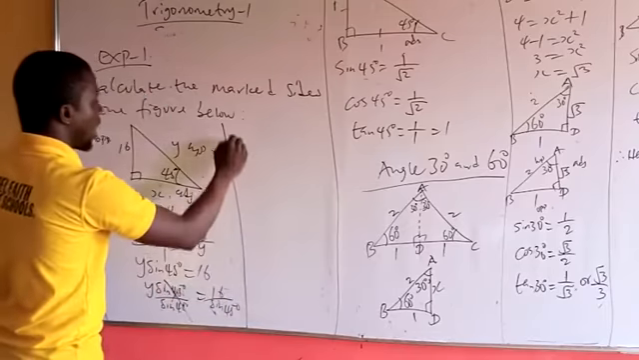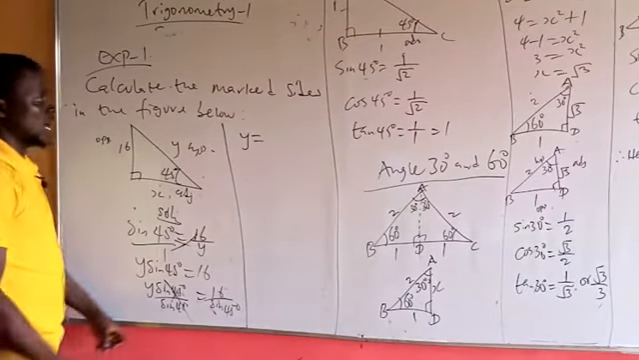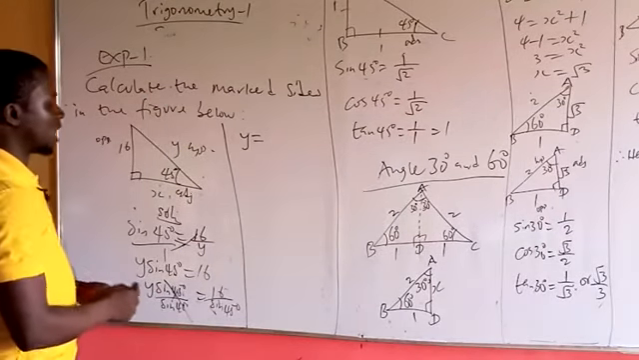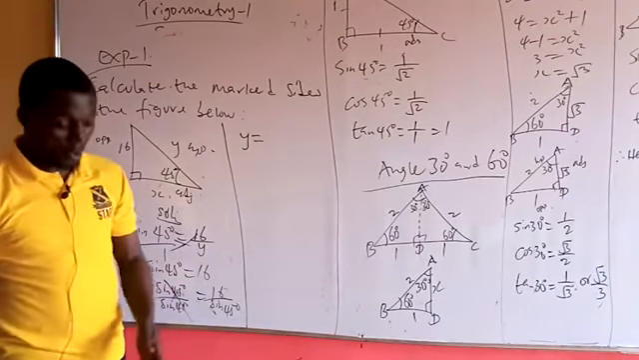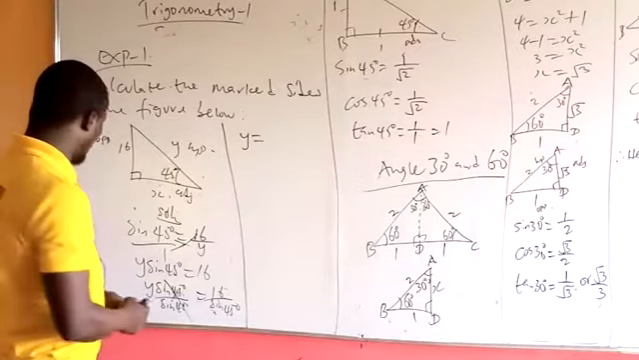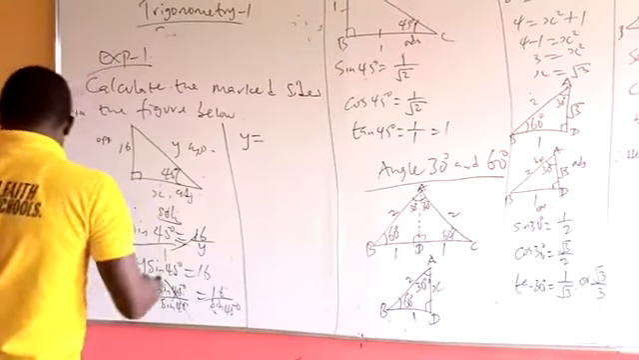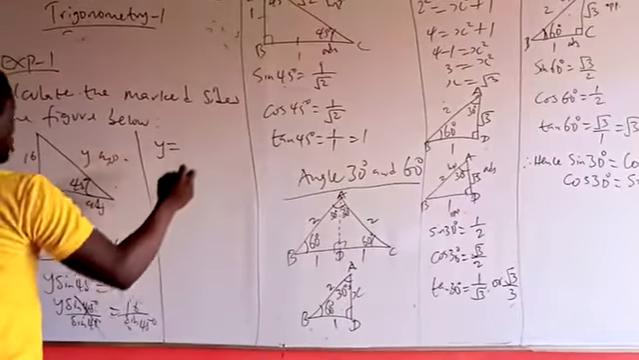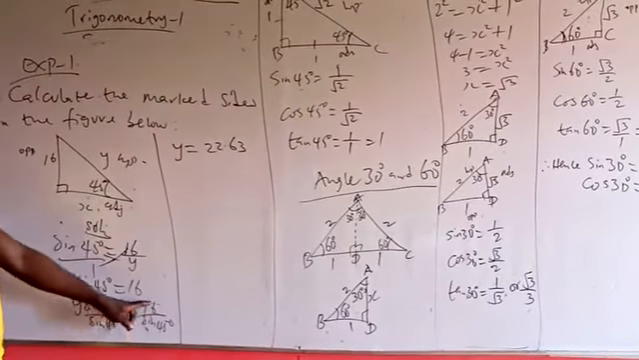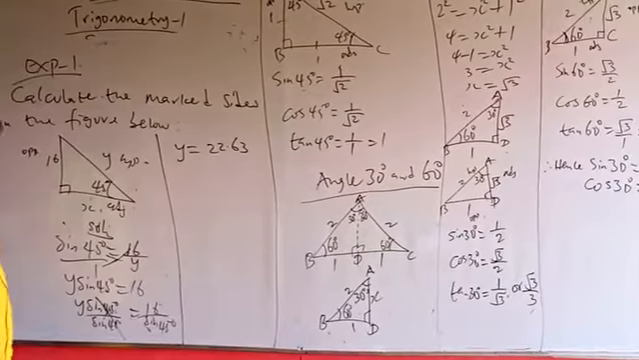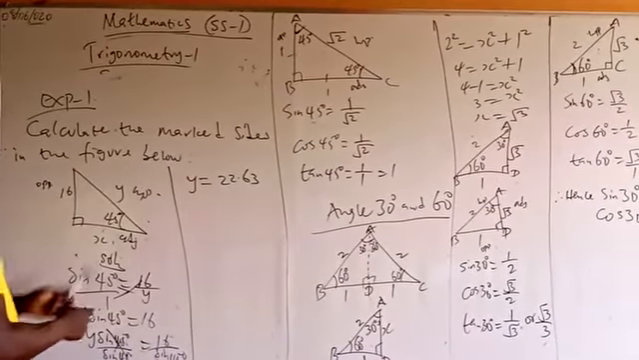So our y is now equal to... we should leave the answer in decimal, so just use your calculator. Press 16 divided by sine 45. The answer will be 22.63. Just press 16 over sine 45 to get this answer in decimal, okay? So you should give the answer in decimal.